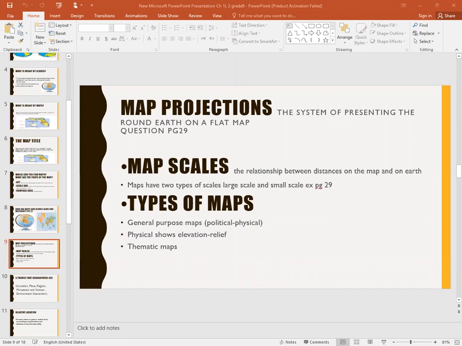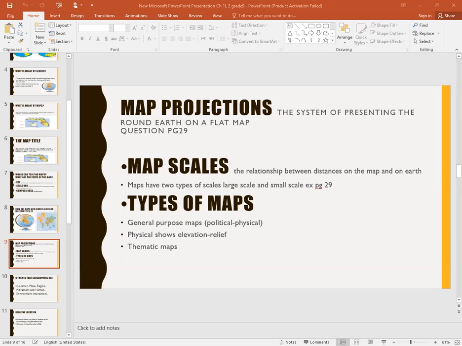Okay, thank you. So we have two again. We have two different types of maps. We have general purpose maps and we have thematic maps. The general purpose map gives us general information about whether human features, physical features, or resources inside the country. It gives us a wide range of information about the human-made features and about the natural features. This type of maps consists of political maps.